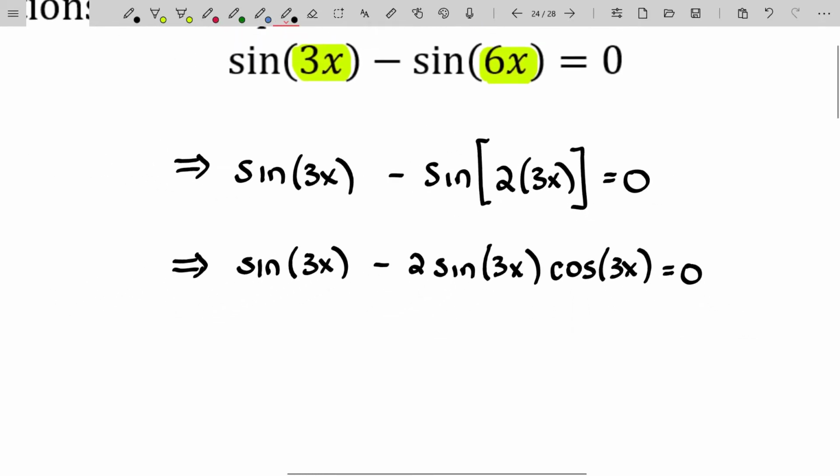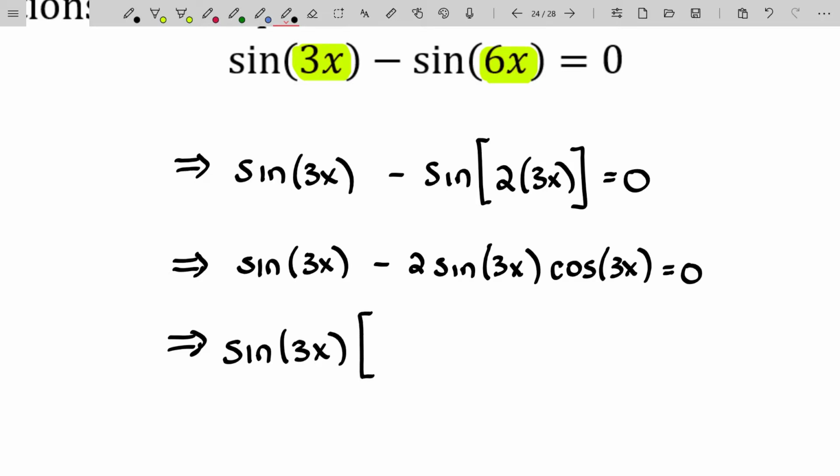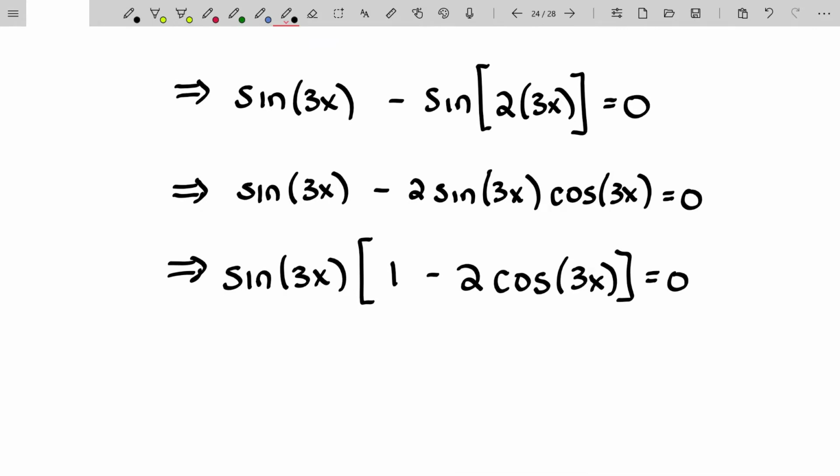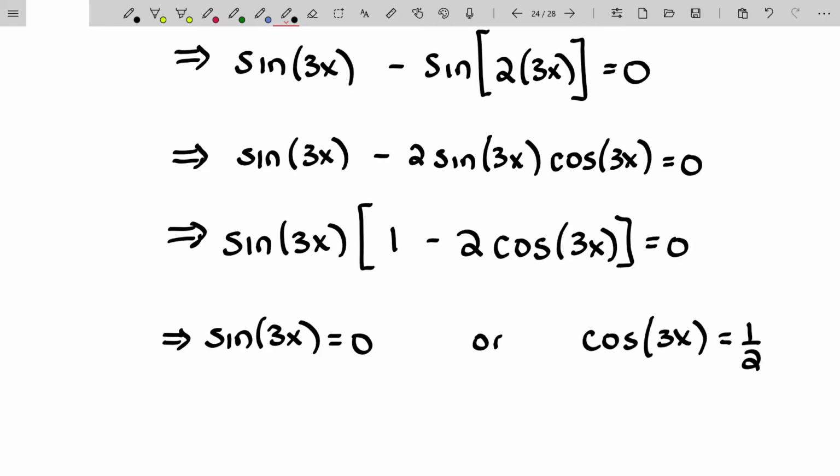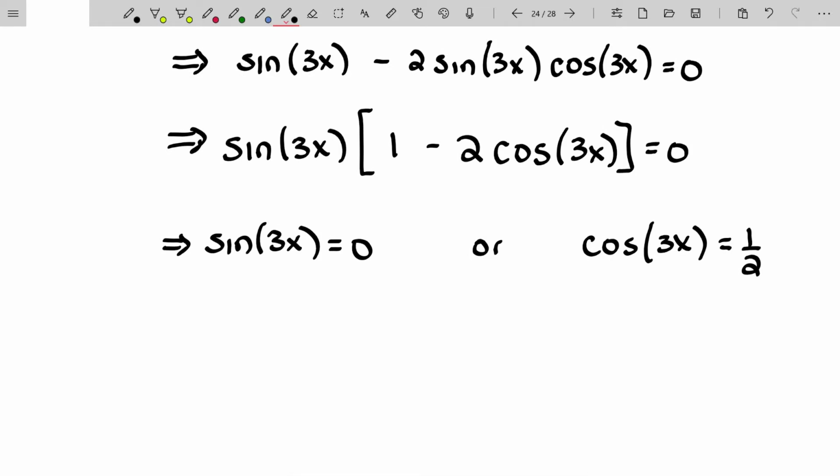Now, if you look at this equation, both of those terms have a sine of 3x in common, so I will factor it out, and I'm left with 1 minus 2 cosine of 3x. A little bit of algebra there. We have the product of two functions equaling 0. That implies that either the first function is 0 or the second function is 0. So that means that the cosine of 3x is 1/2. And now we'll just start solving.